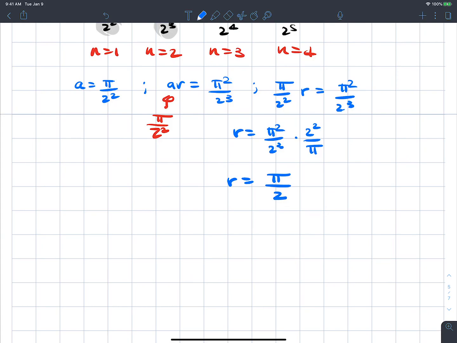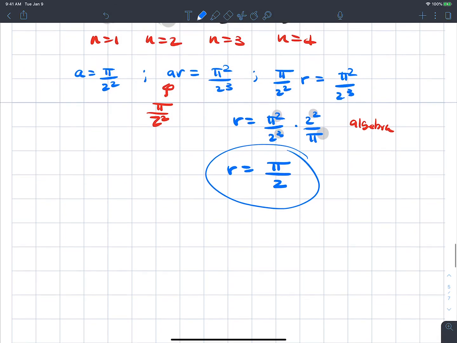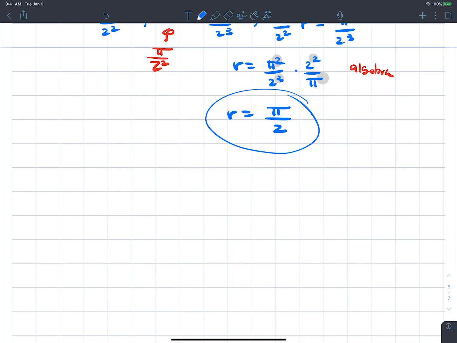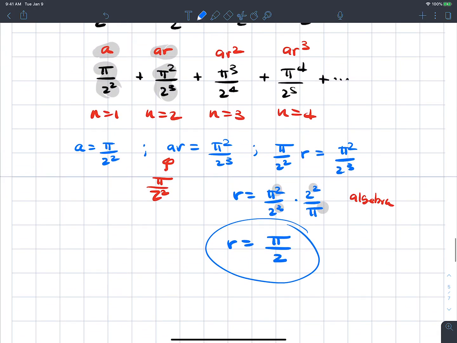Because you're going to use properties here. Remember, pi squared over pi to the first would be pi, and then 2 squared over 2 cubed would be the 2. So we're going to just use algebra here, properties of exponents. So I got a value for r. We don't know if this is geometric. What we have to verify is the next term. That ar squared needs to be pi cubed over 2 to the 4th. That part has to be verified.